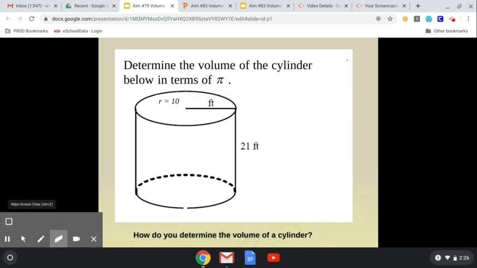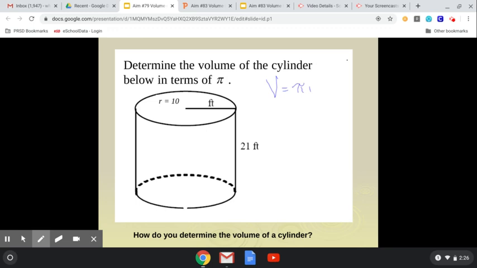Okay, determine the volume of this cylinder below in terms of pi. So this time we're not going to get a decimal answer for this thing. We're going to leave it in terms of pi. So I got to go to my formula. Volume equals, well, it's a cylinder, so pi r squared times h. Pi times, looks like the radius is 10. There's no trick to that this time. The height is 21.